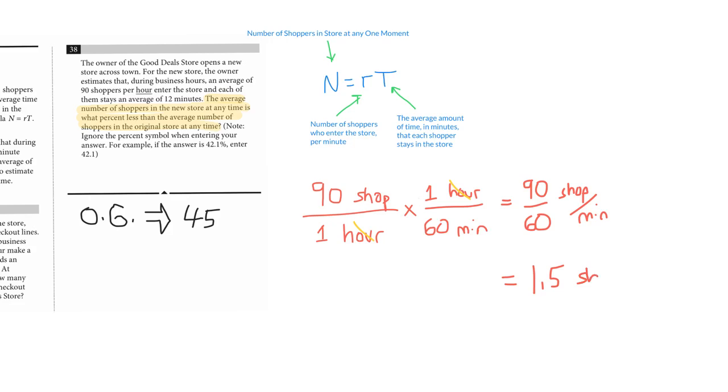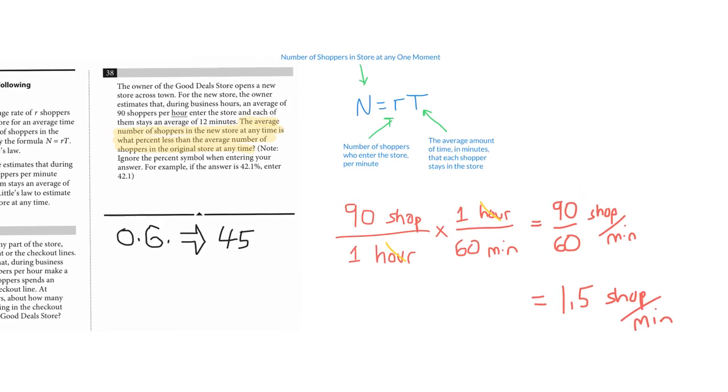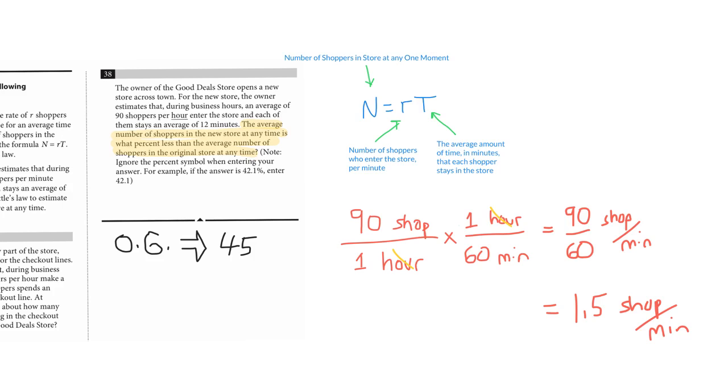So I'll just write that to be thorough. Now that right there is R, right? That's the R for the new store. We're analyzing the new store. Here's the equation we're going to use for the new store. We want the number of shoppers who enter the new store per minute. Well, we just figured it out.